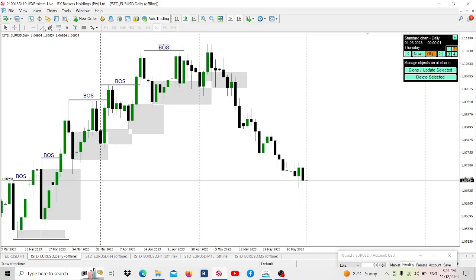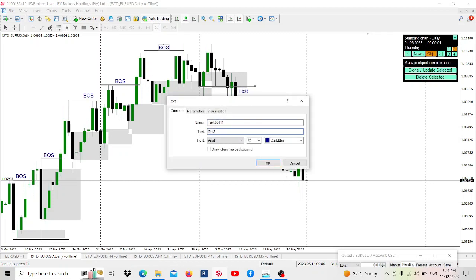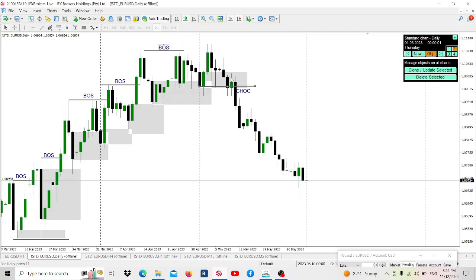This is where we can clearly have our change of character, our CHoCH, change of character. That's where it comes in. Now we see that we're in a downtrend.